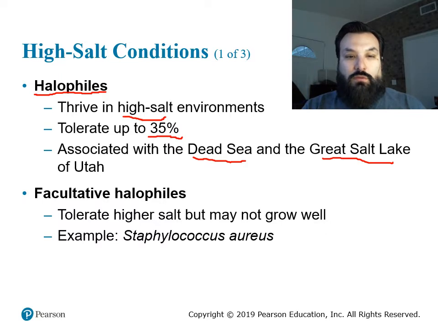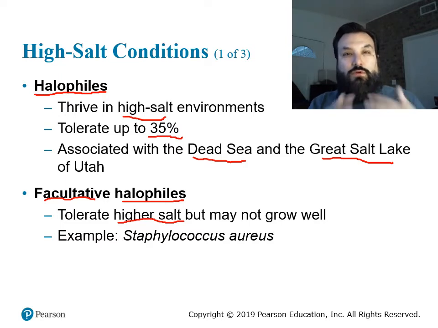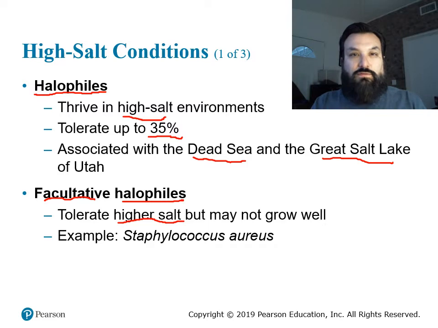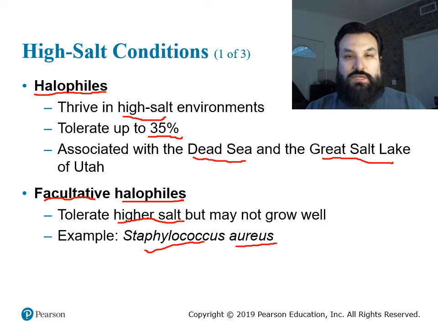Okay. What we call a facultative halophile is an organism that can tolerate a high salt environment but doesn't grow too well with it. So it doesn't prefer to grow in that area, but it will still grow, it just doesn't grow very well. We call this a facultative halophile. Staph aureus is actually a facultative halophile.